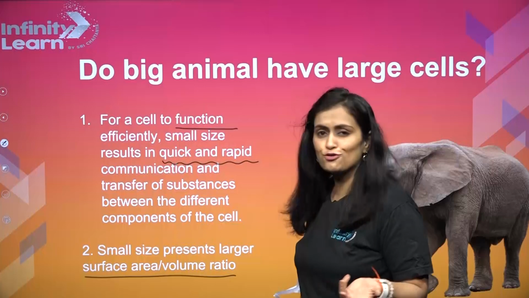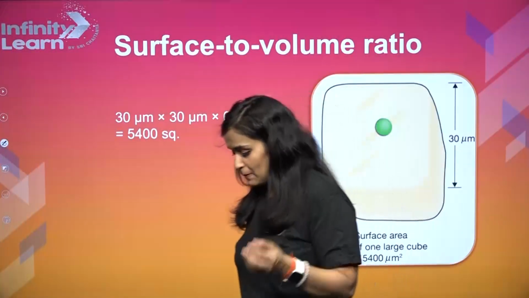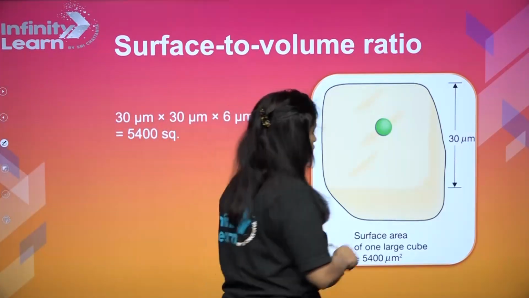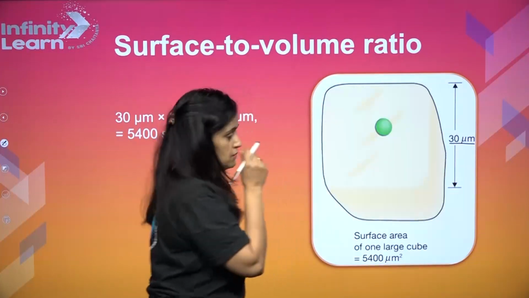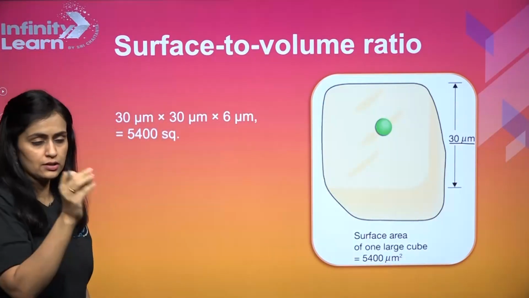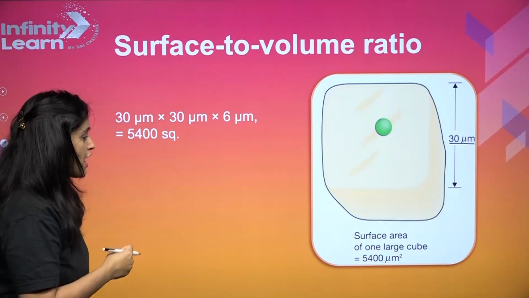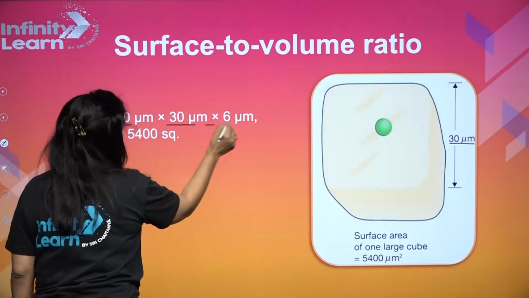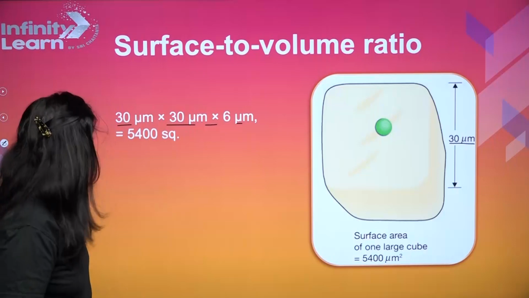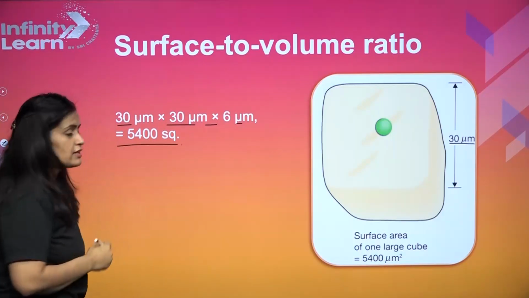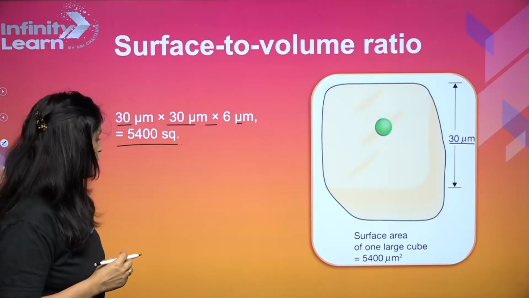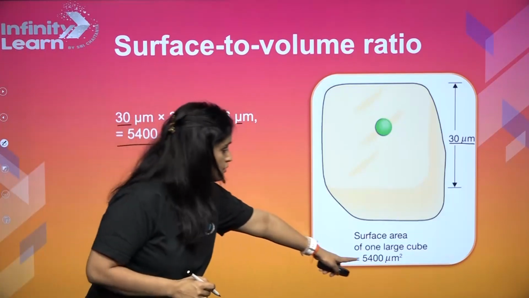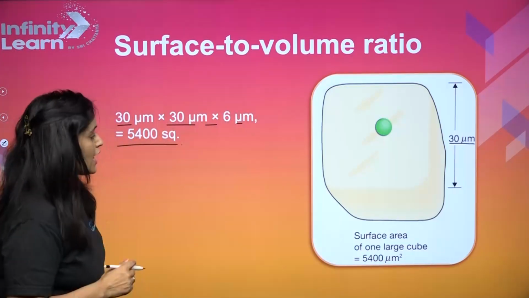Now, what is the surface area to volume ratio? Let's understand. Imagine that's a cell, and that cell is near about 30 microns in size. It's a cube, the cell shape is a cube. Now if we have to calculate the surface area, how will we do it? 30 into 30 into 6, right? That is how we will do it, and it comes to near about 5,400 square micrometers. So that is the surface area.